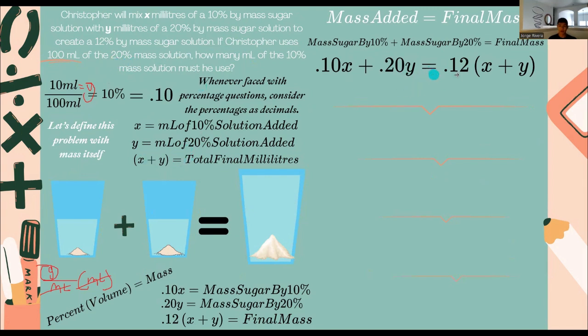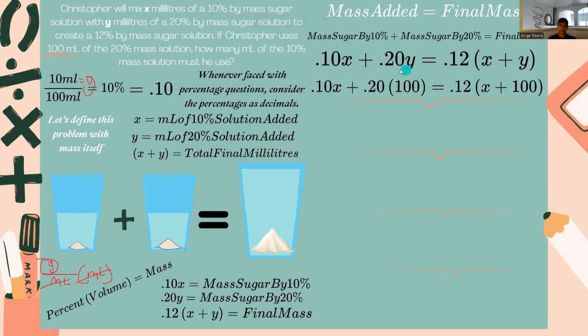So we already have y here, right? We can just plug 100 in because that's the volume of it. We can plug it in for y in this equation. And what we are going to do is distribute it. Remember we have the distributive property: 0.12x and 0.12 times 100. We're going to multiply 0.20 by 100. 0.12x plus 12.